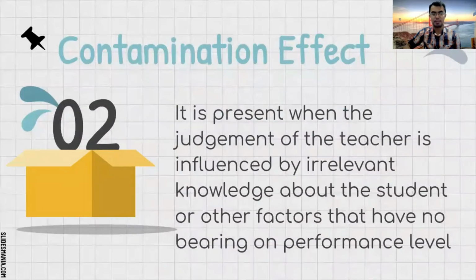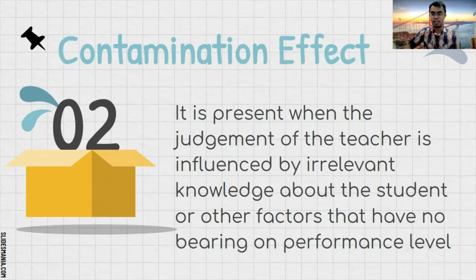Number 2, contamination effect. It is present when the judgment of the teacher is influenced by irrelevant knowledge about the student or other factors that have no bearing on performance level. So the teacher is influenced by irrelevant knowledge not related to the performance. One good example is the halo effect, or the general impression or first impression, because it is not related to the present performance of the learner.